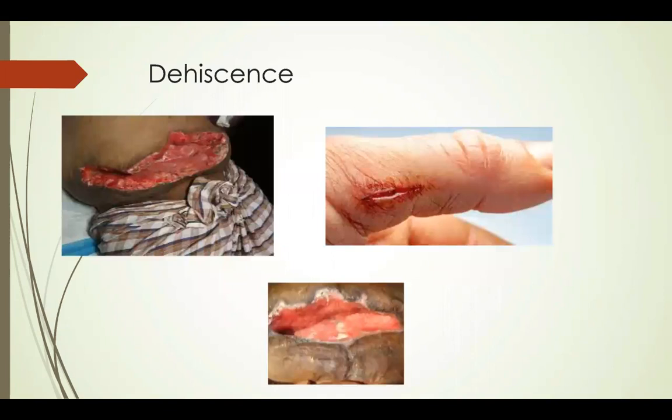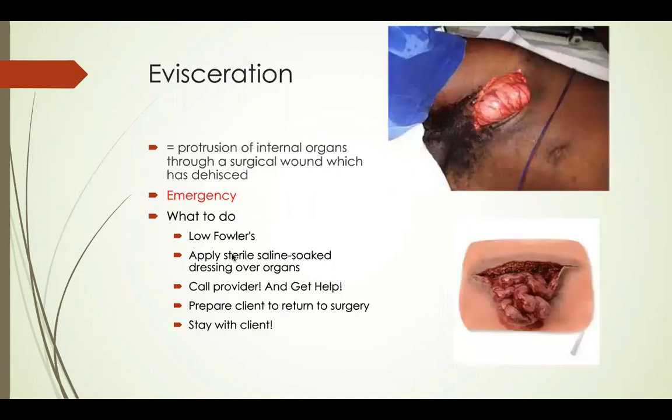This is dehiscence. Look at these. The wound's separated, they're open. Now, evisceration is a step further. The wound's separated, and now you have organs hanging out. You have the intestines, whatever it is, it's hanging out.